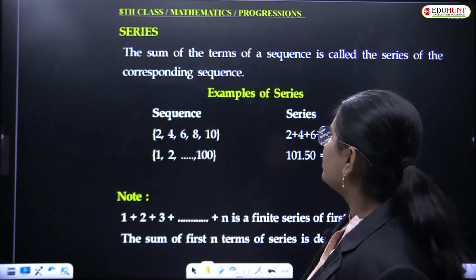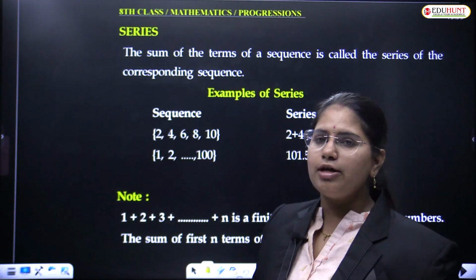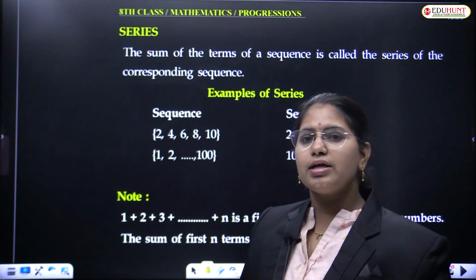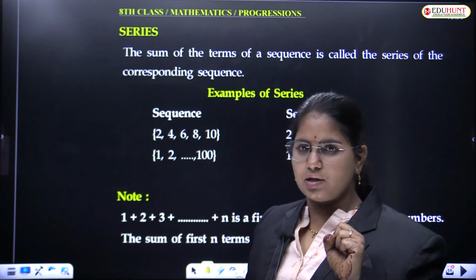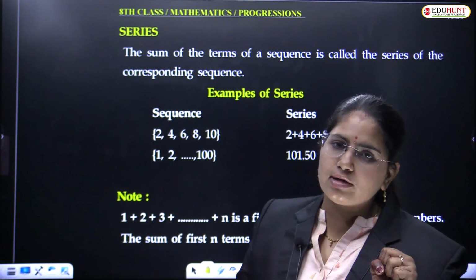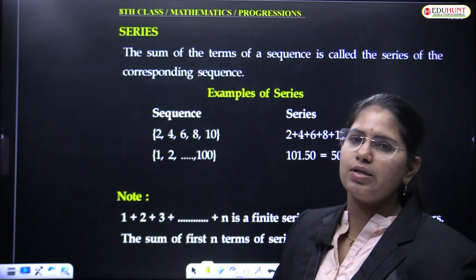Right, yeah. So next comes series. What do you mean by series? I told you about sequence. Series is nothing but whatever the terms are there in a sequence, you need to add up all the terms. You need to add all the terms, then you will be getting a series.